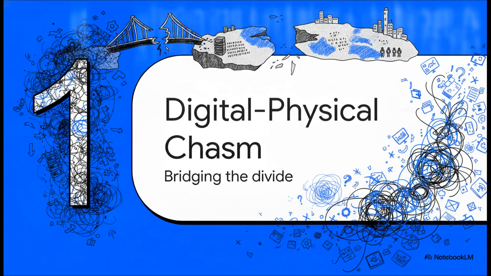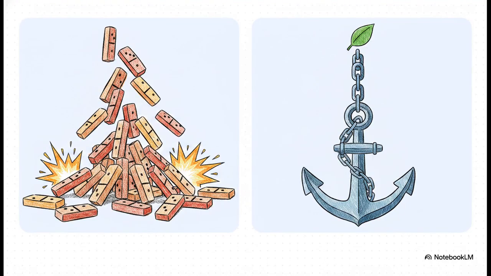Okay, Section 1, the digital-physical chasm. Let's look at how chaotic our traditional methods have been. Think about traditional event-driven programming for a second. Honestly, it's incredibly messy. It's basically like setting up a chaotic set of falling dominoes. You get one delayed signal, or maybe an event fires twice, or the hardware falls even slightly out of sync, and bam, the entire sequence is totally ruined.